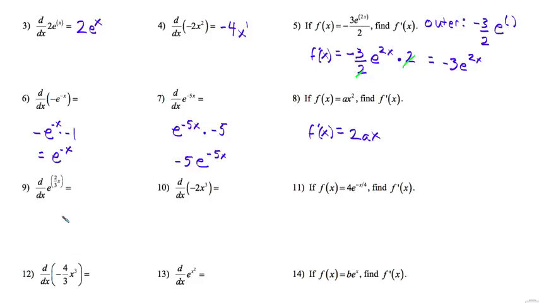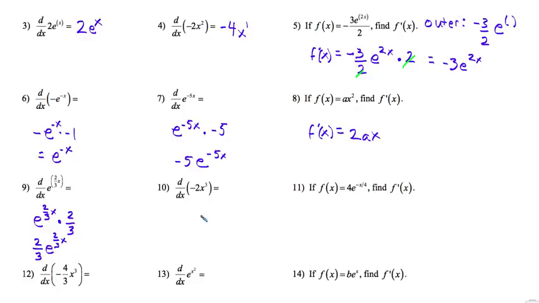E house, log house, power house. You should see we're in E house. We see the E there. So the outer is just the function again. D outer is e to the power of 2/3 x. And then I multiply by dinner. Never forget to multiply by dinner. And dinner is 2/3. So my final answer is just 2/3 e to the power of 2/3 x. So I'll rewrite that down here. 2/3 e to the power of 2/3 x.